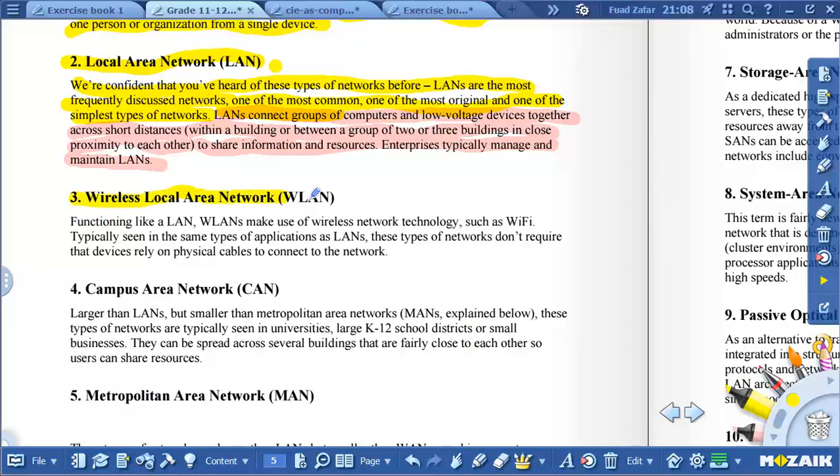Wireless Local Area Network, WLAN. Functioning like LAN, WLAN makes use of wireless network technology such as Wi-Fi. Typically seen in the same type of application as LAN, these types of networks don't require that devices rely on physical cables to connect to a network. Basically, the role of WLAN is the same as your LAN. The difference is that one is using physical cables, the other is using a wireless connection such as Wi-Fi.